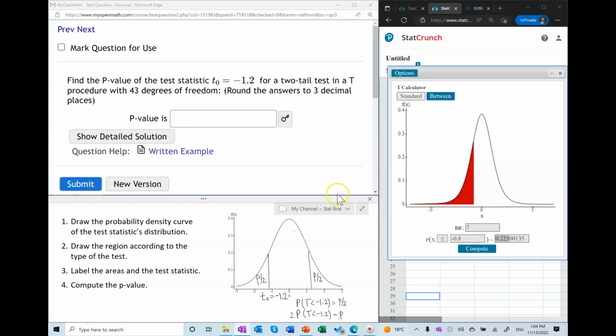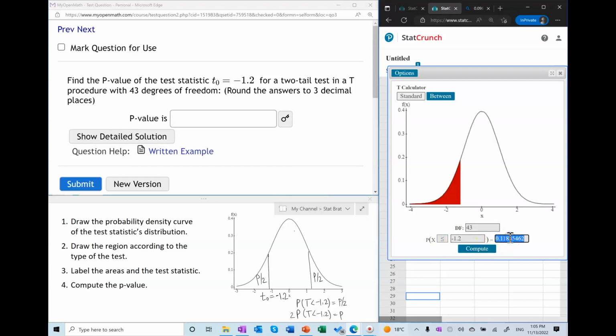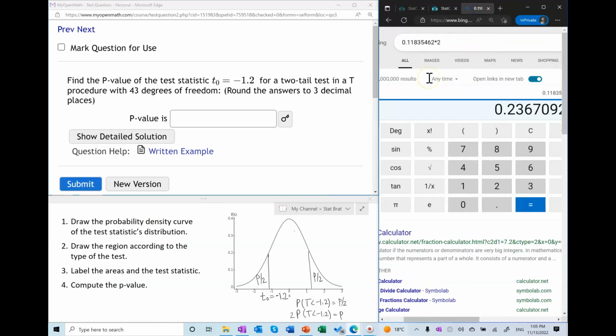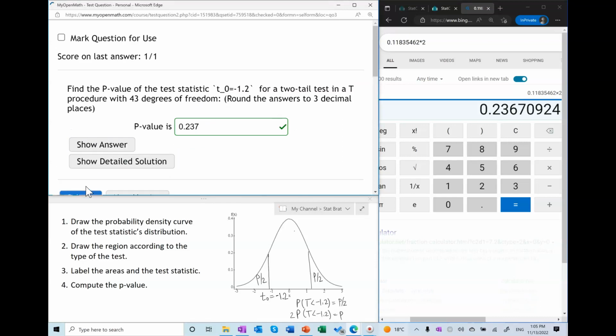So to find that probability, we're going to use a calculator. We're going to open the right one with 43 degrees of freedom, and we're going to find the area to the left of -1.2. But again, remember, this is just half of p because we're doing a two-tail procedure. So we have to multiply this by 2. And this is what the full p-value is equal to. So 0.237. And of course, we got the right answer.